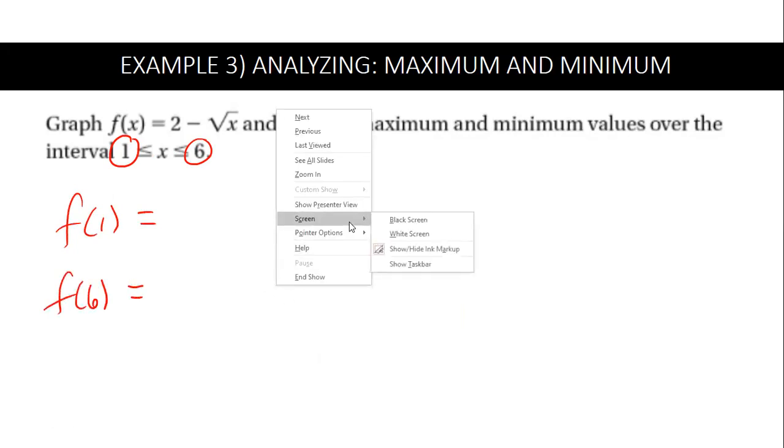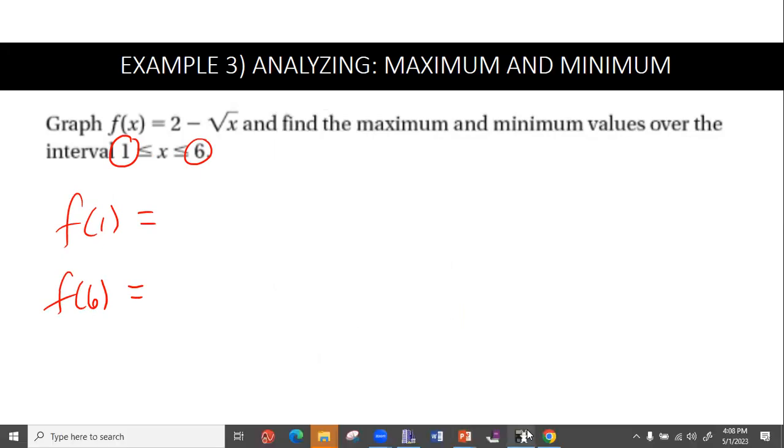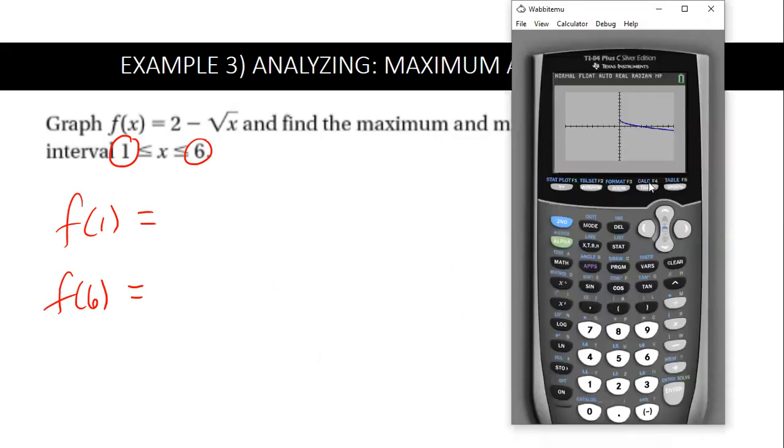Well, on our calculator, there's a couple ways to look at this. You either can look at the table or you can press trace and type in the value you want. So I press trace, I type 1, enter, and it says f of 1 is 1. Okay, I'm gonna do 6, hit enter, and it says the value at 6, I'm gonna round it to negative 4.500.